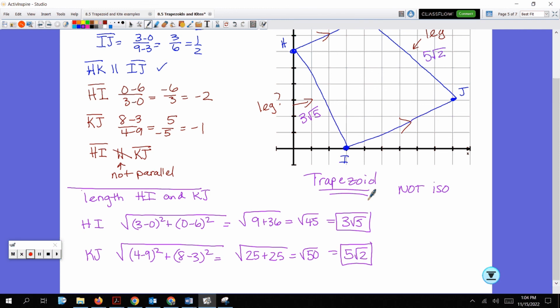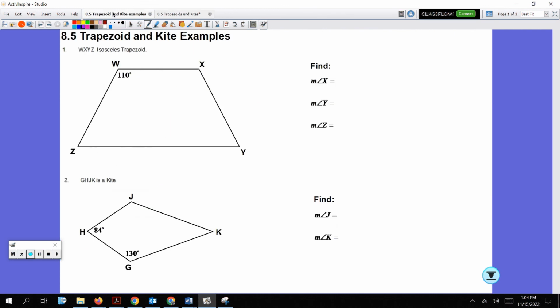All right, so your second sheet of paper is these kite and trapezoid examples. So here is a trapezoid. I know that this is an isotrapezoid, so I know that the base angles are congruent. So this is 110. That makes x 110. I also know that these are consecutive interior angles because they're in between these two parallel sides. So they're supplementary, meaning they add up to 180. So that makes z 70. And since z and y are both base angles that are congruent, this is also 70.